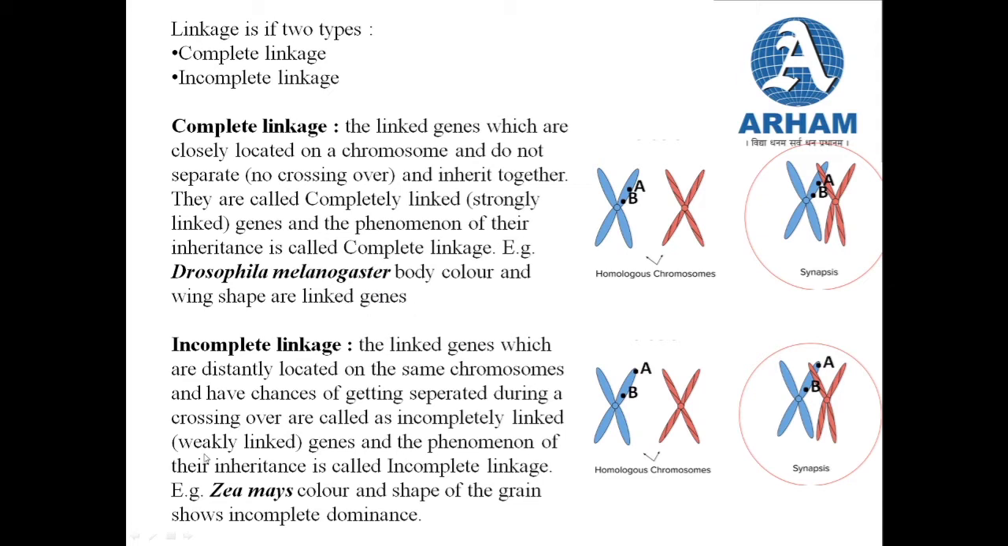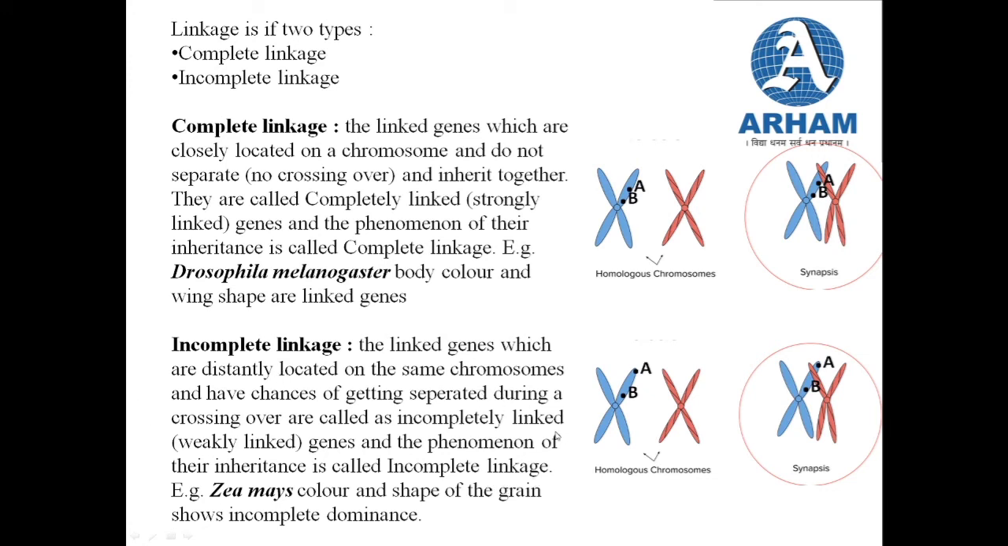Now next, let us study incomplete linkage. Incomplete linkage means the separation of the two linked genes is possible, and it says that the linked genes which are distantly located on the same chromosome and have chances of getting separated during crossing over are known as incompletely linked or weakly linked genes, and the phenomenon of the inheritance is called incomplete linkage. Now even this is very simple.